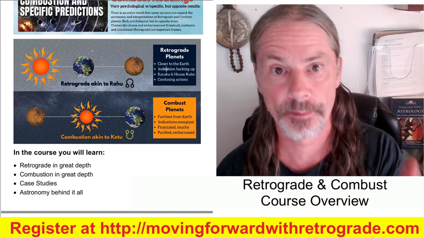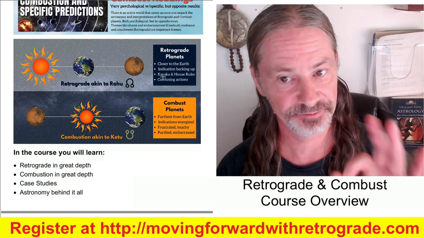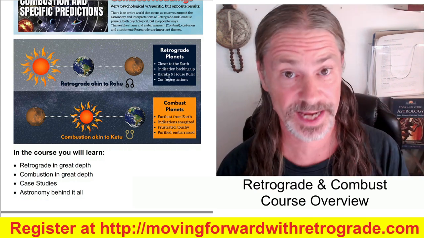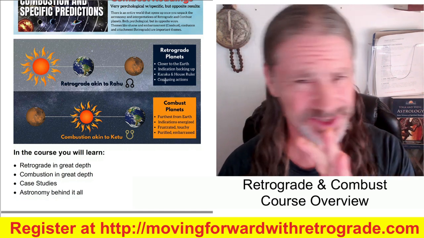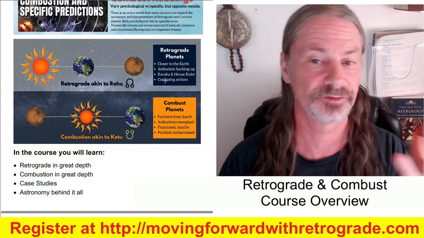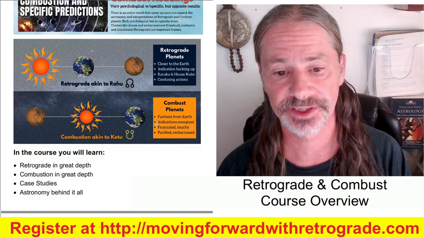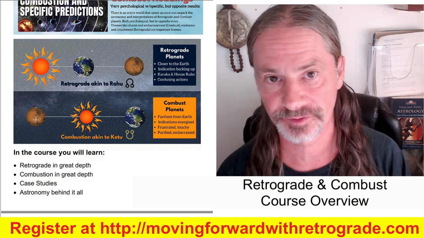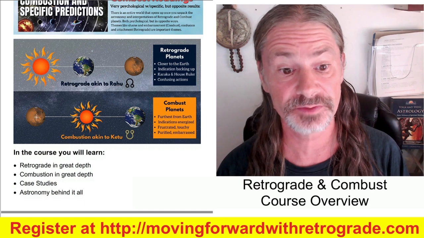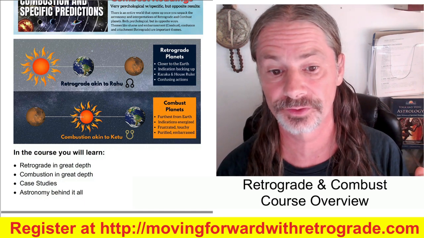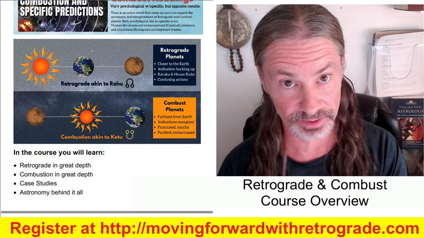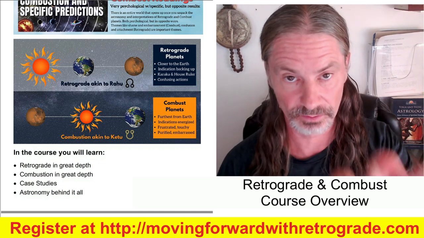The indications are backing up, and it affects the karaka and the planet as a house ruler, and it leads to sort of confusing actions. We're back and forth, back and forth. A combust planet is actually furthest away from the Earth at that time, with the sun in the middle. So the rays of that planet go through the sun and then get to the Earth. So the sun is like energizing it.